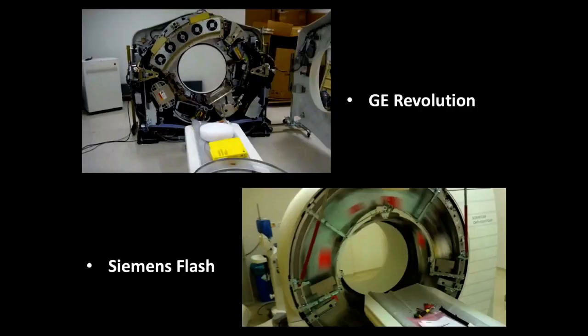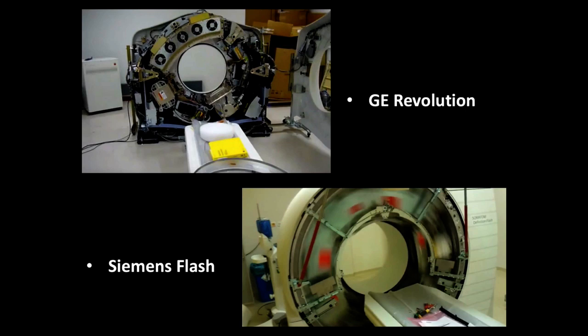So if you go on YouTube, you can actually find pictures or videos of these scanners, and some of these people were crazy enough to take the cover off the scanner. So at the top is the GE Revolution scanner, which we actually have here at the University of Washington, and the bottom is the Siemens Flash scanner at Harborview.